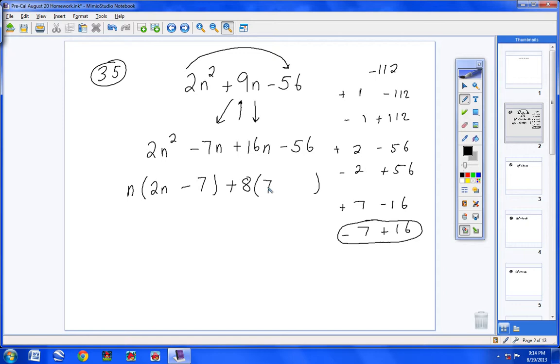8 times 2n would be 16n, and 8 times negative 7 would be negative 56. And look, your parentheses match, and they should. So cross off your matching parentheses. We're going to write it one time, and then we're left over on the outside with n and positive 8.